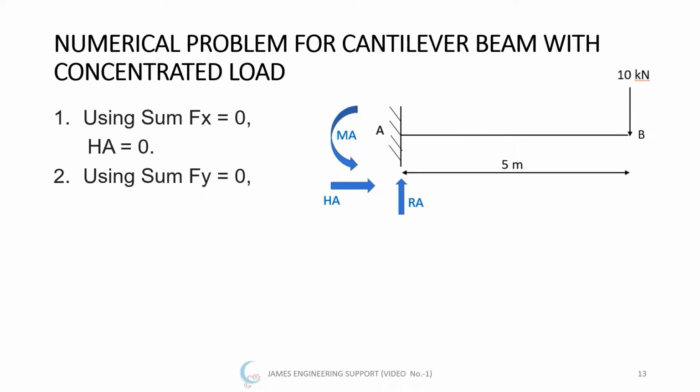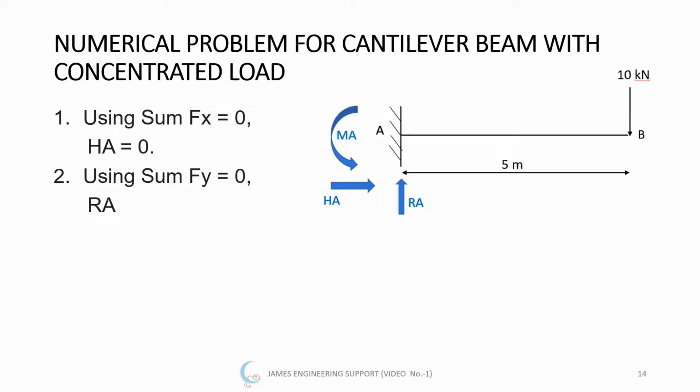So we will start by assuming that the summation of forces in x direction is 0. Here there is no horizontal force, so HA, the horizontal reaction, will be 0 obviously. Next we will try to find out the vertical reaction. So we will use the summation of forces in y direction equal to 0.